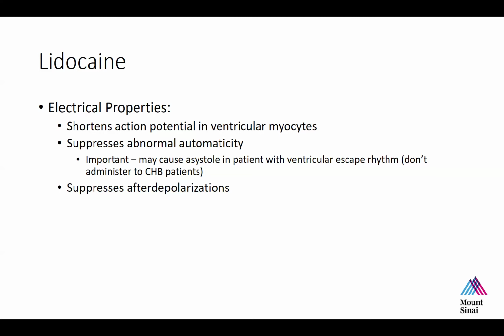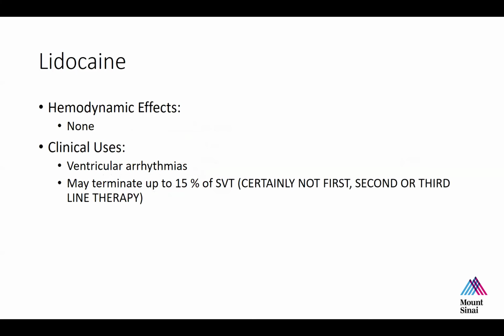And lidocaine suppresses, again, after depolarizations, which is an important mechanism for arrhythmia in digoxin toxicity when the levels are too high. It has almost no hemodynamic effect at all, which is good. Could be used in people who have bad heart function. And again, it's almost exclusively used for the treatment of ventricular arrhythmias.